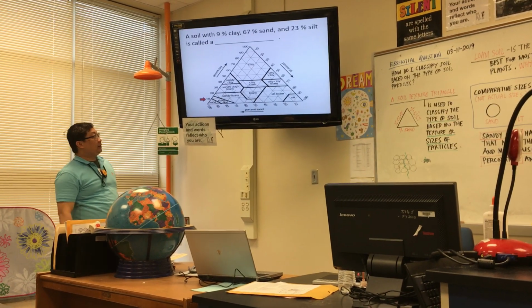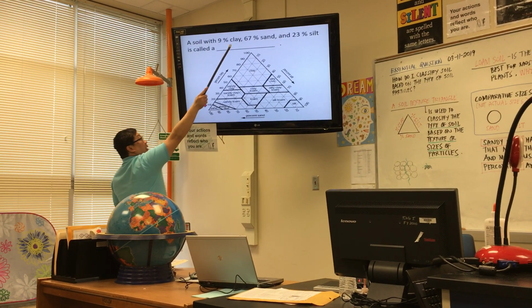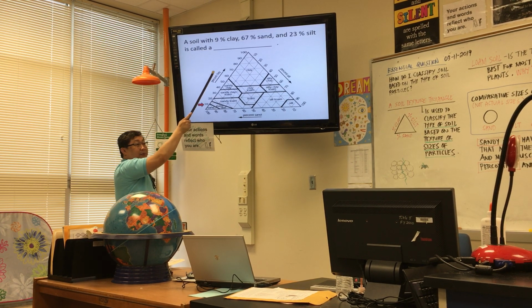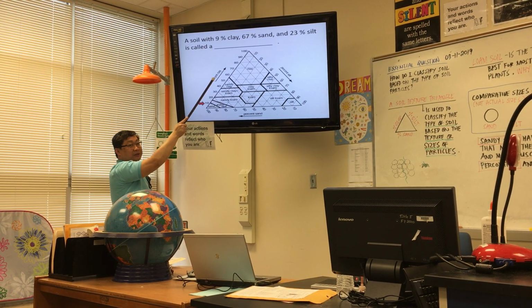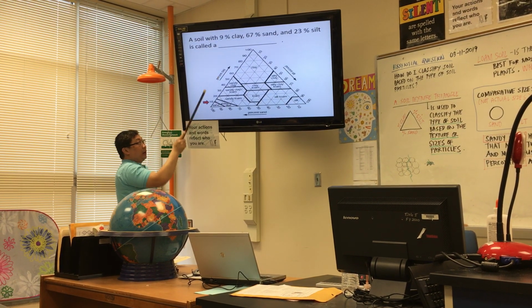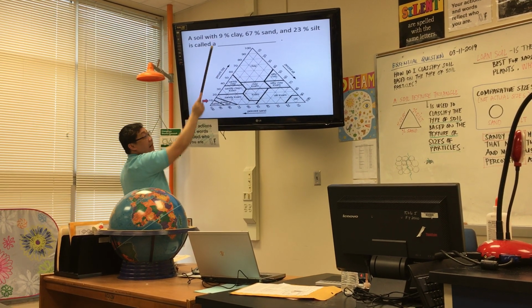Where is the clay? Clay is on the left side. And it says here 9%.